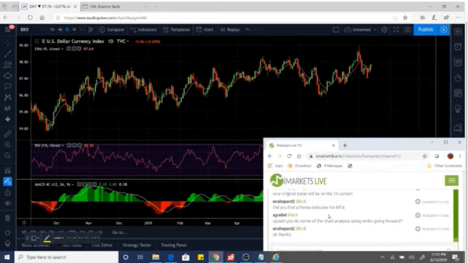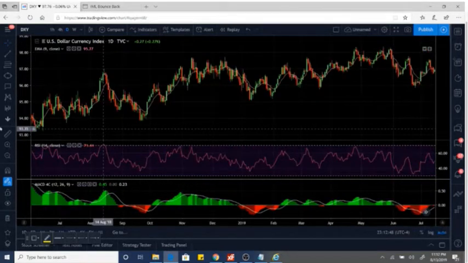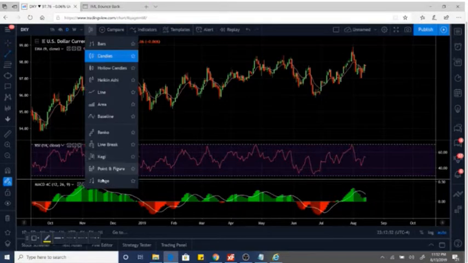And could you do some chart analysis on Renko going forward? Again, it's the same thing. So this would be a chart analysis on Renko.